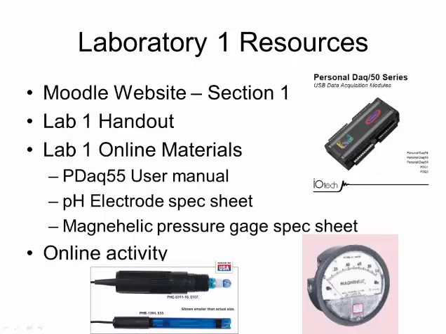There is a lab handout that accompanies this presentation. Hopefully you have it with you as you watch this video. When you come to lab this week, you'll be able to access the PDAC 55 user manual and spec sheets for Magnehelic differential pressure gauges and pH electrodes as you answer questions about spec sheets and each of the devices. These materials will be in Section 1 of the course module website under Laboratory 1 Materials and Activities.